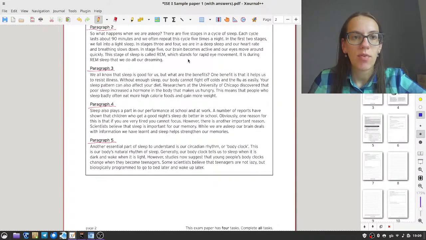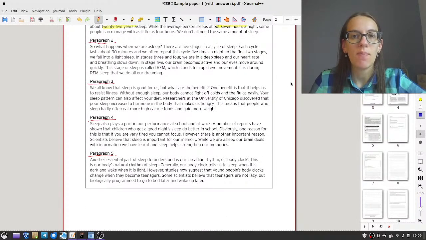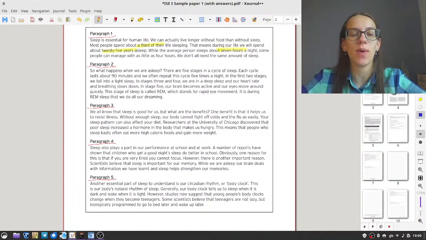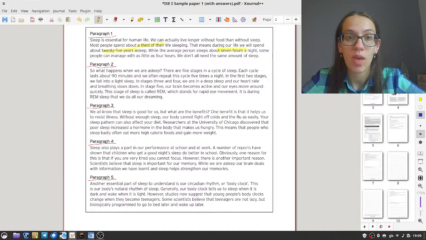Now let's look at paragraph 2 and do the same thing. So as you read, try to think, what is this paragraph about? What's the main idea here? So what happens when we are asleep? There are 5 stages in a cycle of sleep. Each cycle lasts about 90 minutes, and we often repeat this cycle 5 times a night.